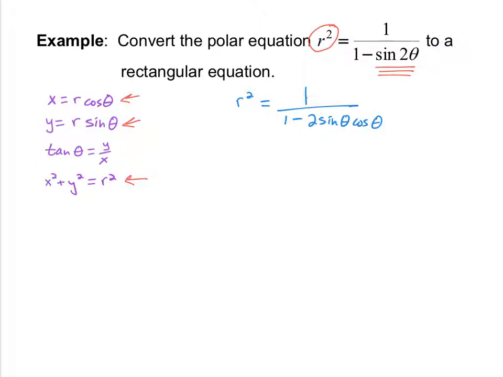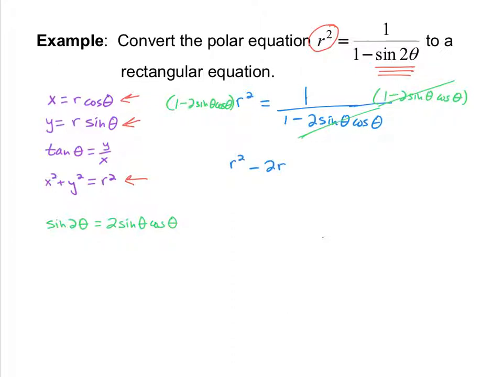So why did I do that? Well, I know that, and I'll write it over on the left side here, the sine of 2 theta, this is just a formula, equals 2 sine theta cosine theta. Okay, so coming back over here, I'm going to multiply both sides by 1 minus 2 sine theta cosine theta because I want to clear the fraction. So that leaves me with r squared minus 2r sine theta cosine theta equals 1. Oops, sorry, this is an r squared.